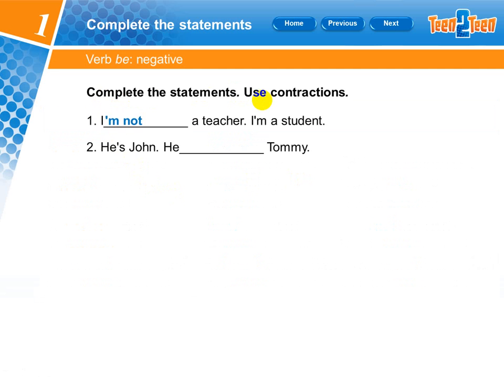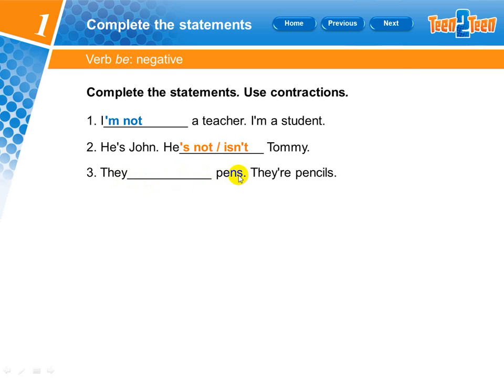Number two, he is John, he. What do we have here? Yes, he is not or he isn't Tom. I have told you, whether we say he is not or he isn't, they are both the same. It means if we contract the to be verb or if we contract not, they are both the same. There's no difference in meaning.